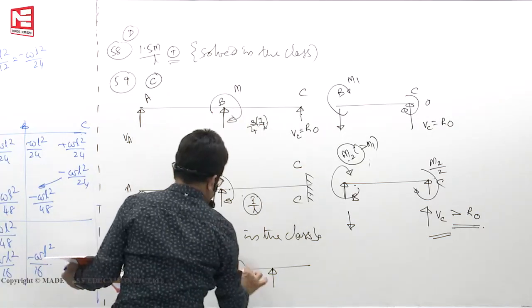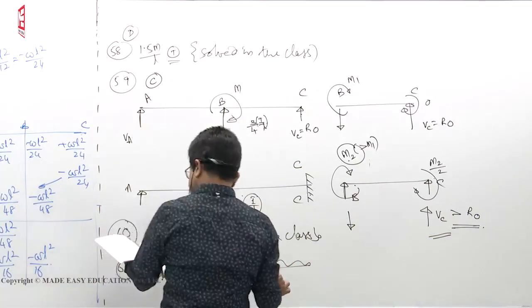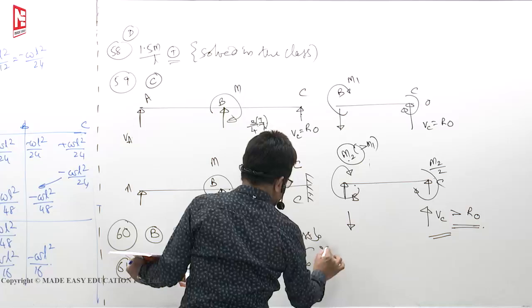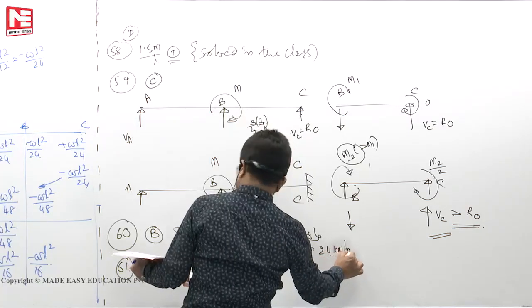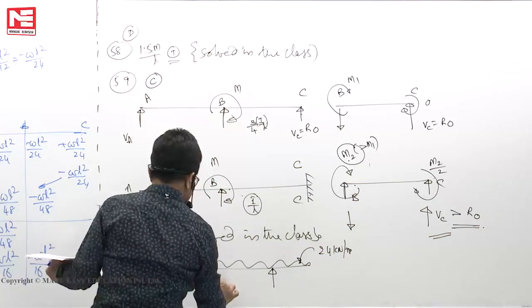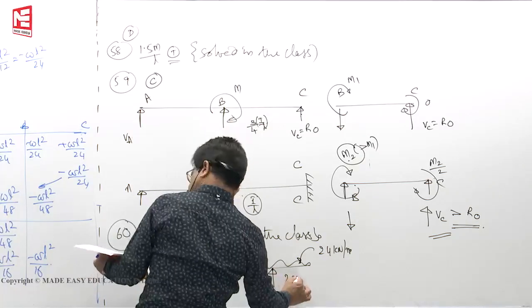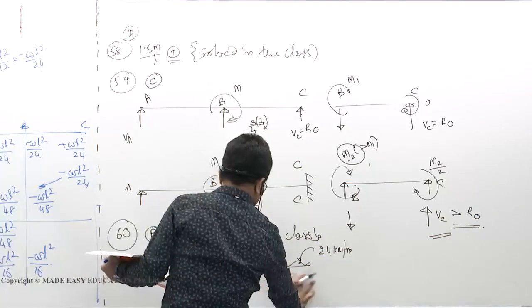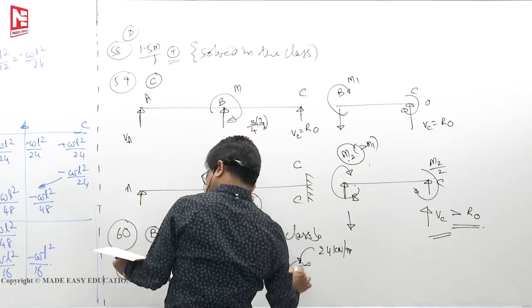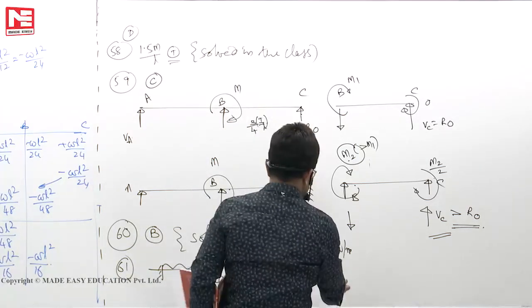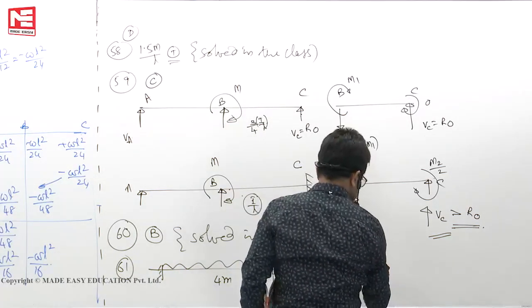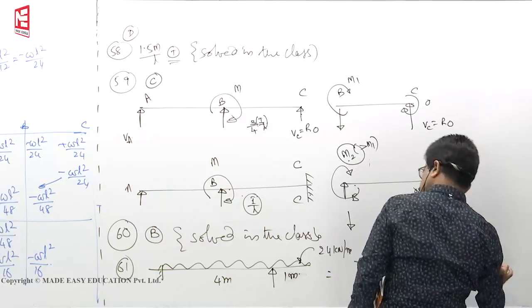This is the beam, let us say. Here 24 kilonewtons per meter. Okay, 4 meters, 2 meters, 4 meters, 1 meter. Now this we can equate it to like this. This is equivalent to this one.